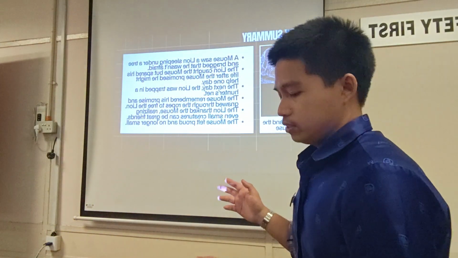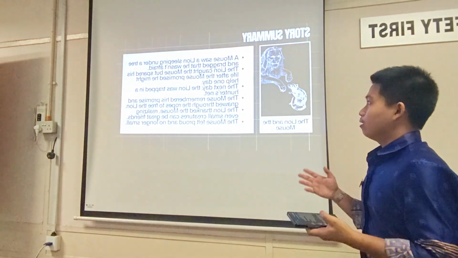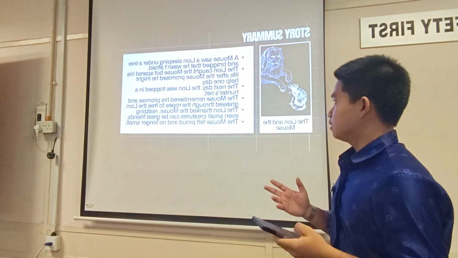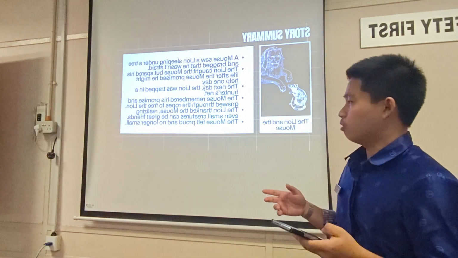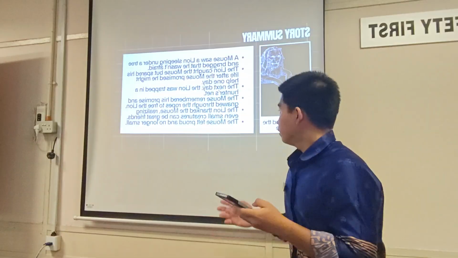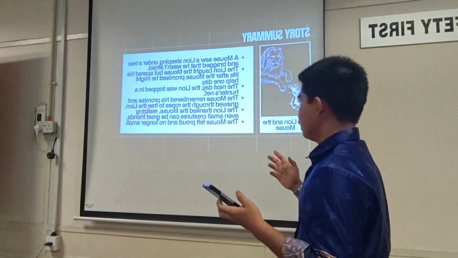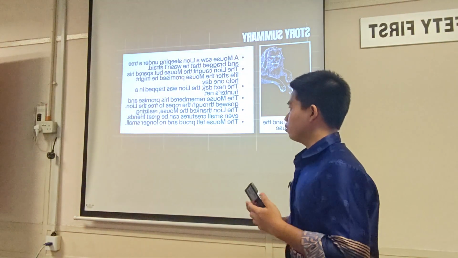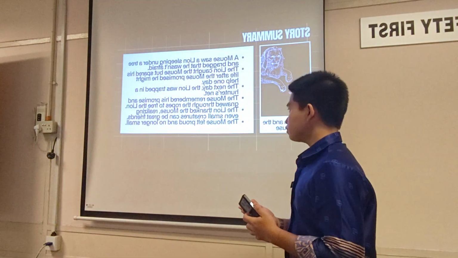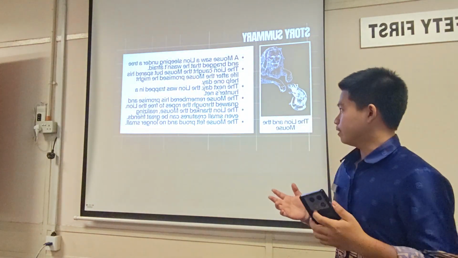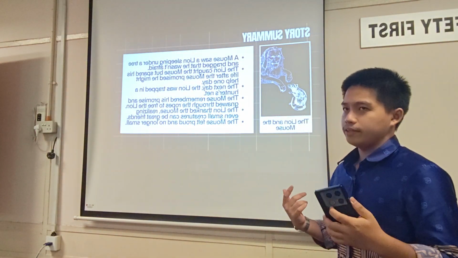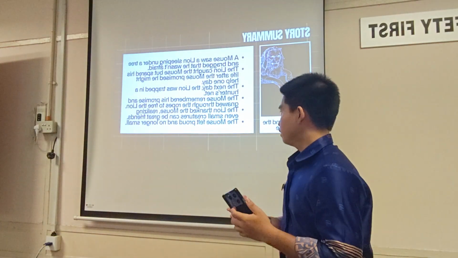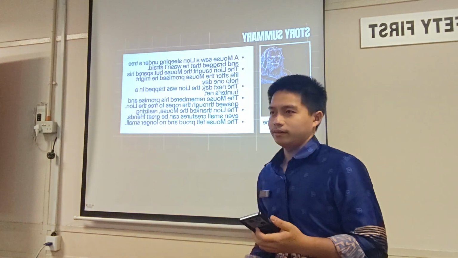This is the summary of the story. Basically, a mouse saw a lion sleeping under a tree and bragged that he wasn't afraid. The lion caught the mouse but spared his life after the mouse promised he might help one day. The next day, the lion was trapped in a hunter's net, and the mouse remembered his promise and gnawed through the ropes to free the lion. The lion thanked the mouse, realizing that even small creatures can be great friends and even help someone in a much higher position. And the mouse felt proud.